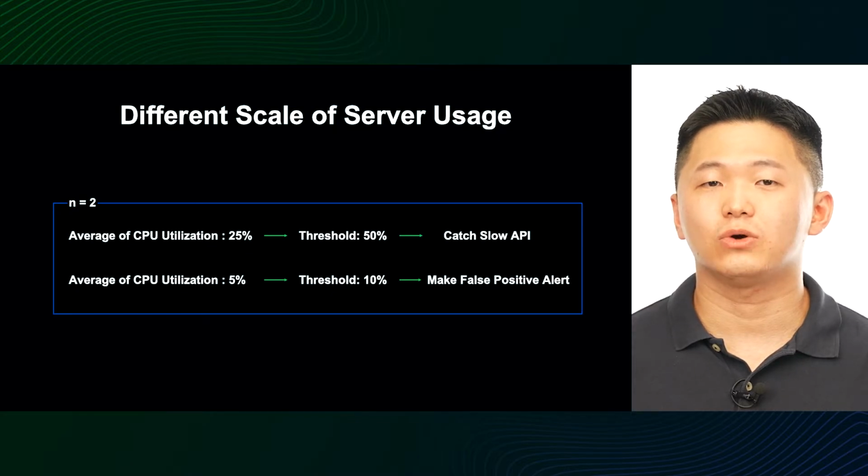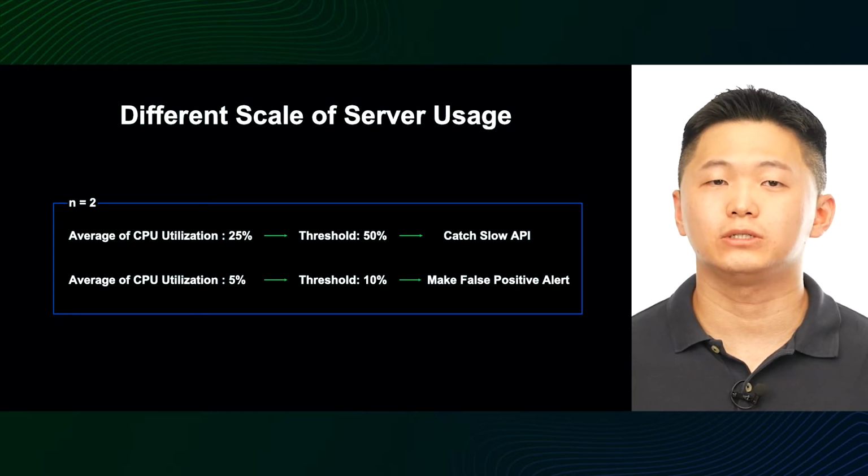But if the average of other servers is 5%, then the alert threshold is only 10%. In this situation, there are no errors and a false positive alarm is fired. So it is hard to make a rule for common users.